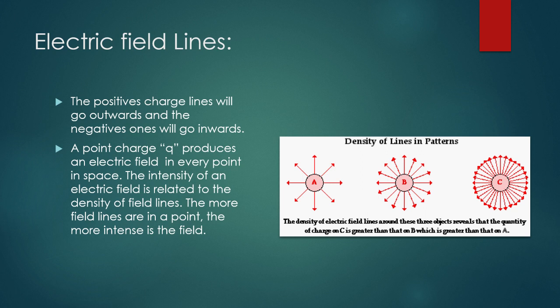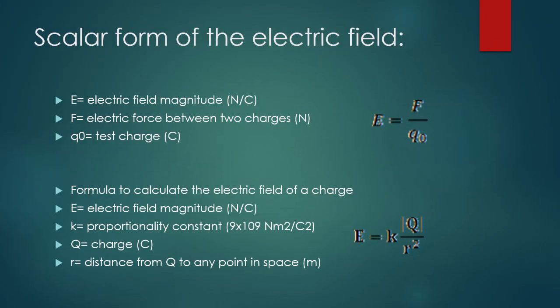A point charge Q produces an electric field at every point in space. The intensity of an electric field is related to the density of field lines. The more field lines at a point, the more intense the field. Scalar form of the electric field. E means electric field magnitude, F means electric force between two charges, q means the test charge. Here's the formula to calculate the electric field of a charge.